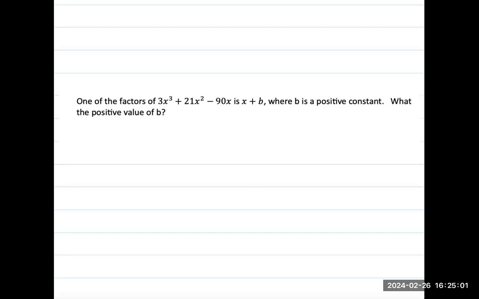Here we're being told the question is about factoring. And for factoring, you always need to find the GCF first. So here we have 3x cubed, 21x squared, and negative 90x. All of those have a coefficient that's divisible by 3, and all of those have at least 1x. So the common factor between them is 3x.